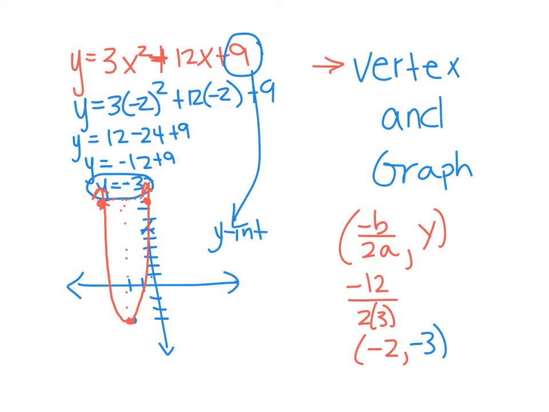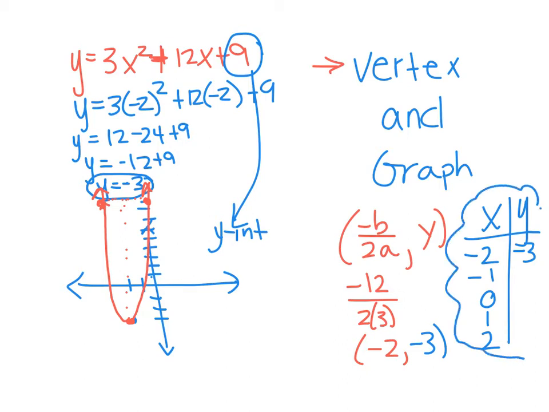If all else fails and you're just totally lost on what to do, you can always use an XY table and pick any x values like -2, -1, 0, 1, 2. You could plug all of these in, and you could get your values for the parabola and graph your parabola that way. So if you freeze up, you can always use an XY table.